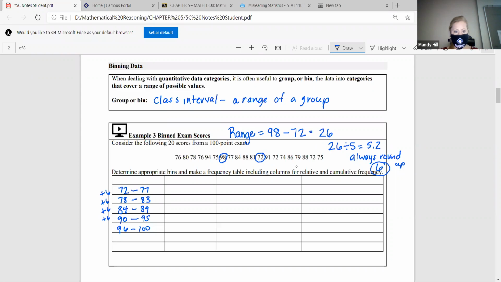Okay, so then we would go through and make our frequency, or figure out how many things are in each one of these. So 76 goes in this bunch, 80, 78, 76, 94, 75, 98. Let's put them all where they belong.